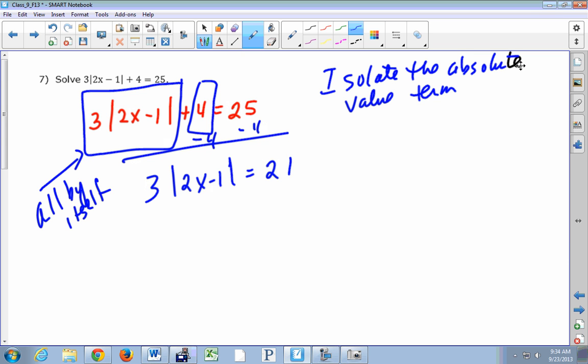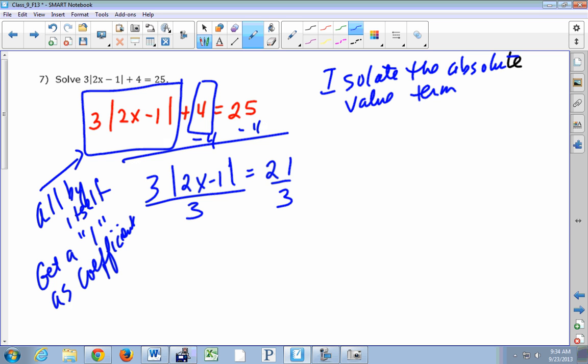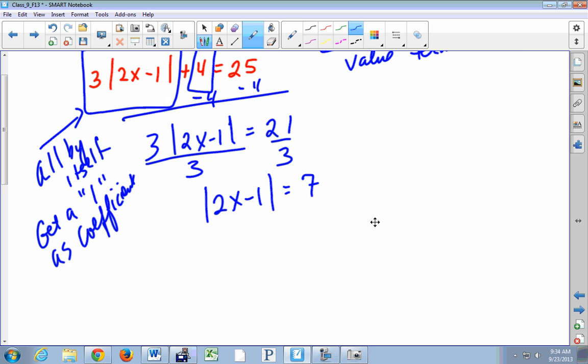Now to isolate the term, we know that not only does it have to be by itself, but the second step is to get a 1 as the coefficient. That's the thing multiplying your absolute value. So in order to undo the multiplication of 3, I have to do its inverse operation, which is to divide both sides by 3. And I get 2x minus 1 equals 7. And now I got my stuff inside. What's my stuff inside? 2x minus 1.